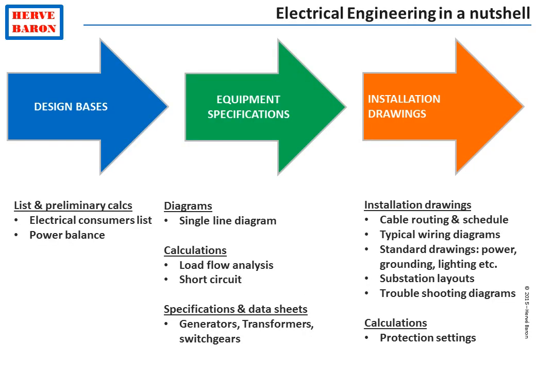This synoptic summarizes the work of the electrical engineer. It starts with the inventory of all electrical power consumers and the calculation of the overall plant power demand. Then the electrical power distribution system is designed and the distribution equipment is specified. Once the equipment has been ordered and vendor drawings have been received, all installation and wiring diagrams can be issued.